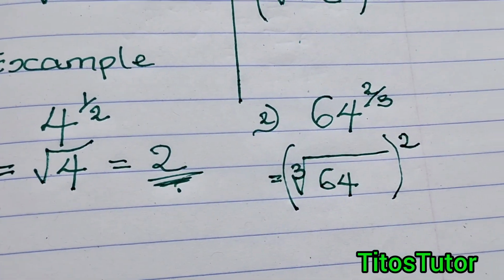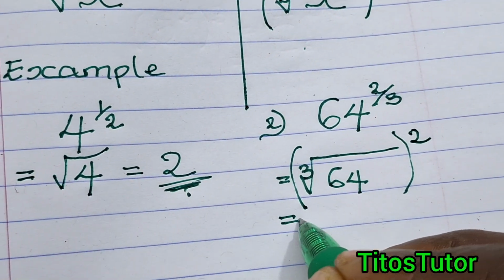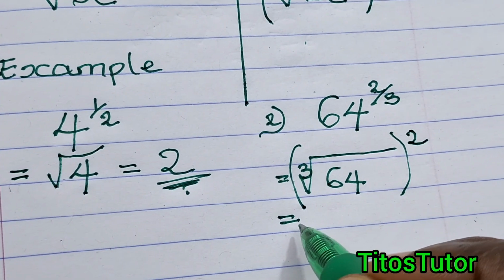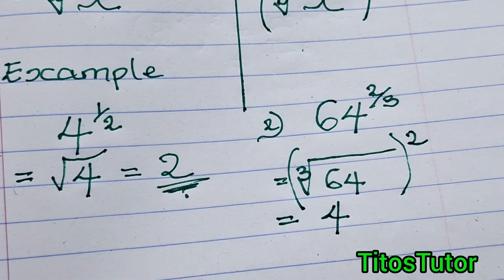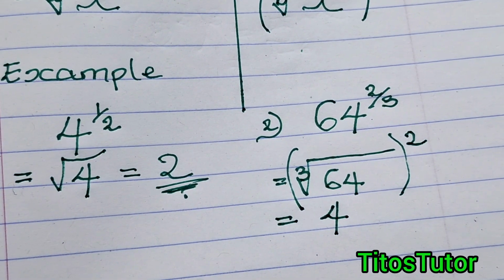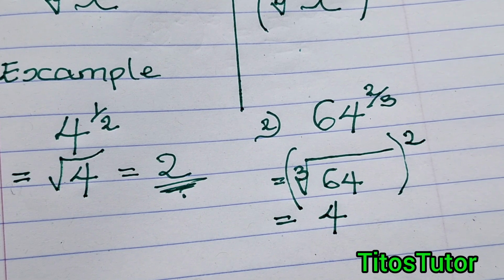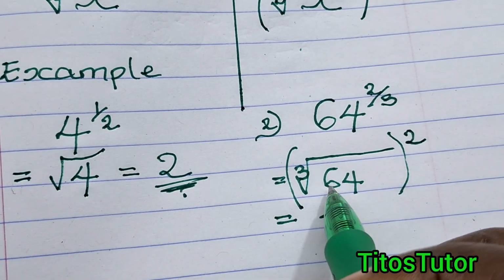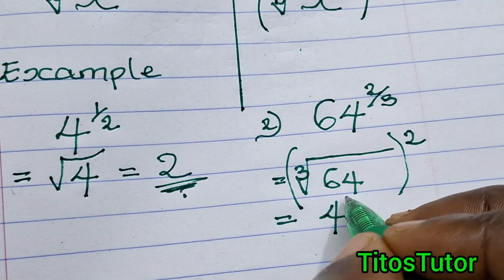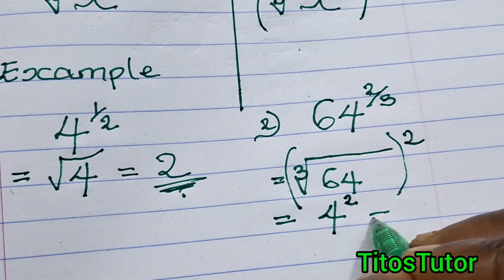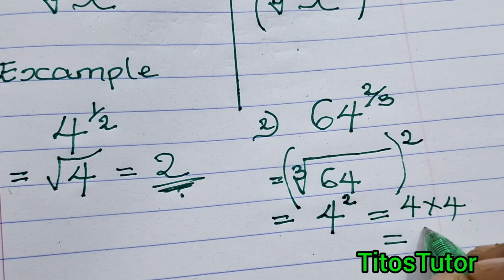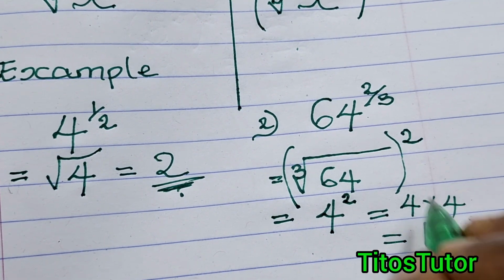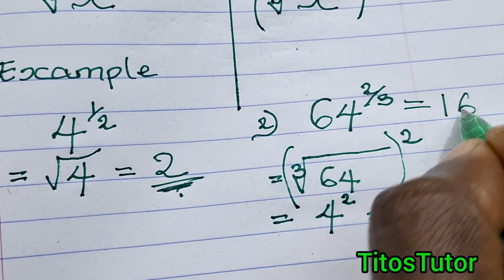Okay, so what is the cube root of 64? The cube root of 64 is 4 because 4 times 4 is 16, times another 4 is 64, right? 4 times 4 times 4. So 4 is the cube root of 64. But remember, you're squaring it. 4 squared is the same as 4 times 4, and that is 16. So the final answer is 16, and you're done.